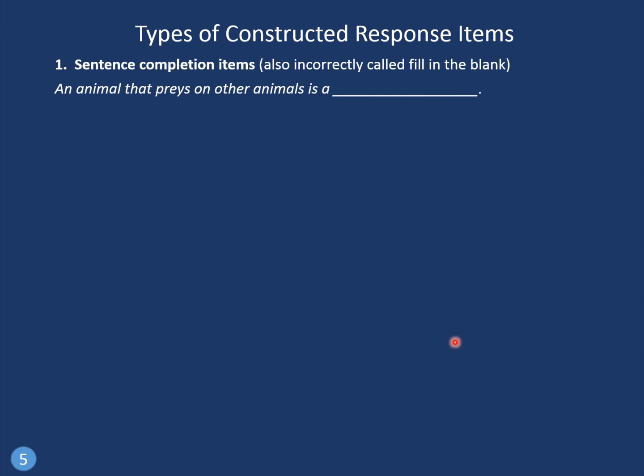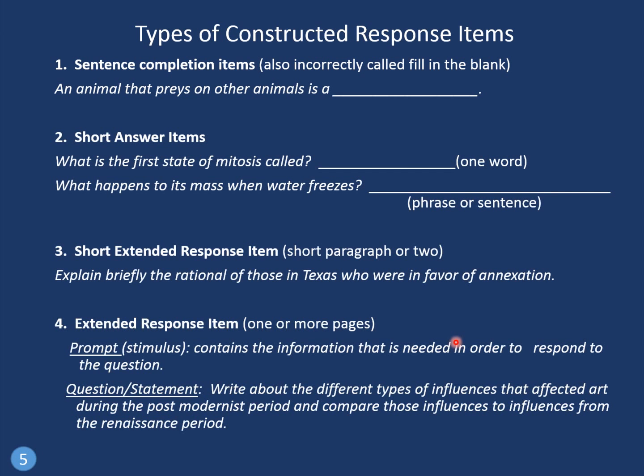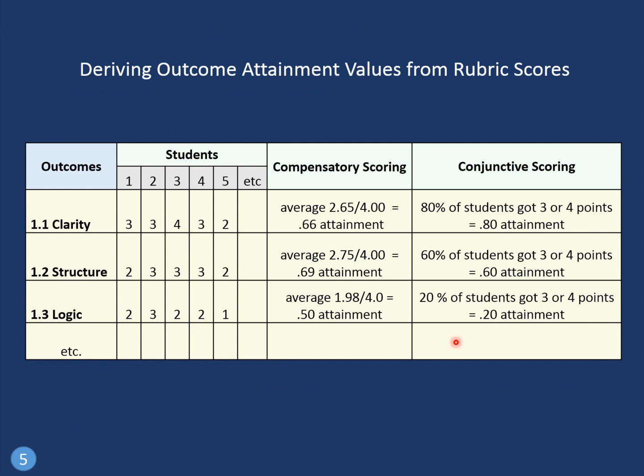Okay, at this point, we want to just, what's our time? 52. Okay, I'm going to fly through this because we've got to give you a chance to ask a couple of questions. These are types of constructed response items that you're probably familiar with. You're probably familiar with rubrics.